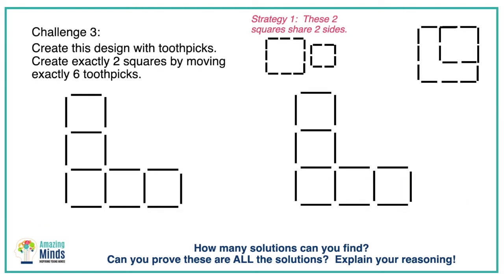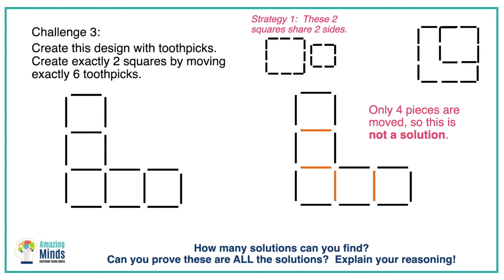Let's look at our first strategy. How can we have these 2 squares and they share 2 sides? Well, there are really 4 options, right? 1, 2, 3, 4. So let's look at each option and see if it works. One way to think about doing this is to think about your finished product. So if you look at the square here, which toothpicks would not move? Well, in that case, only 4 toothpicks are not part of the solution, and you have to move 6. So that is not a solution.